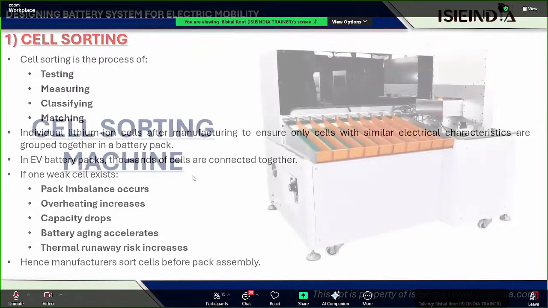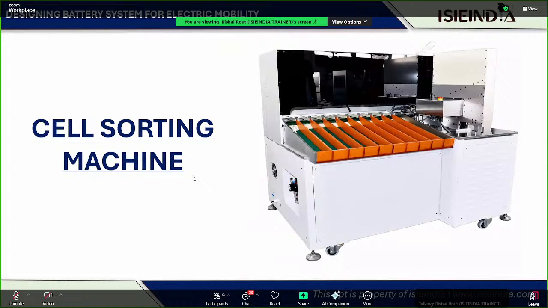And this is how the cell sorting machine looks. It is an industrial grade cell sorting machine. There are a lot of channels in this. Every channel is for a particular cell internal resistance. Likewise, different internal resistances will be sorted over here, and they will be graded properly as well, right?